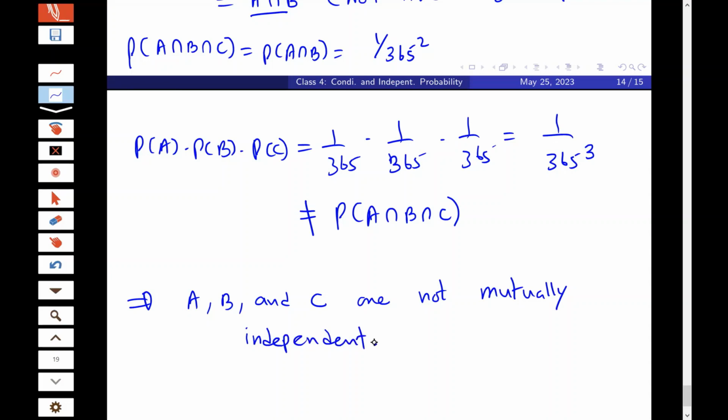So if you take A, B, and C pairwise, it is pairwise independent, but if you consider all three at once, then it is not independent. That's the end of this topic. In the next class, I will start random variables.